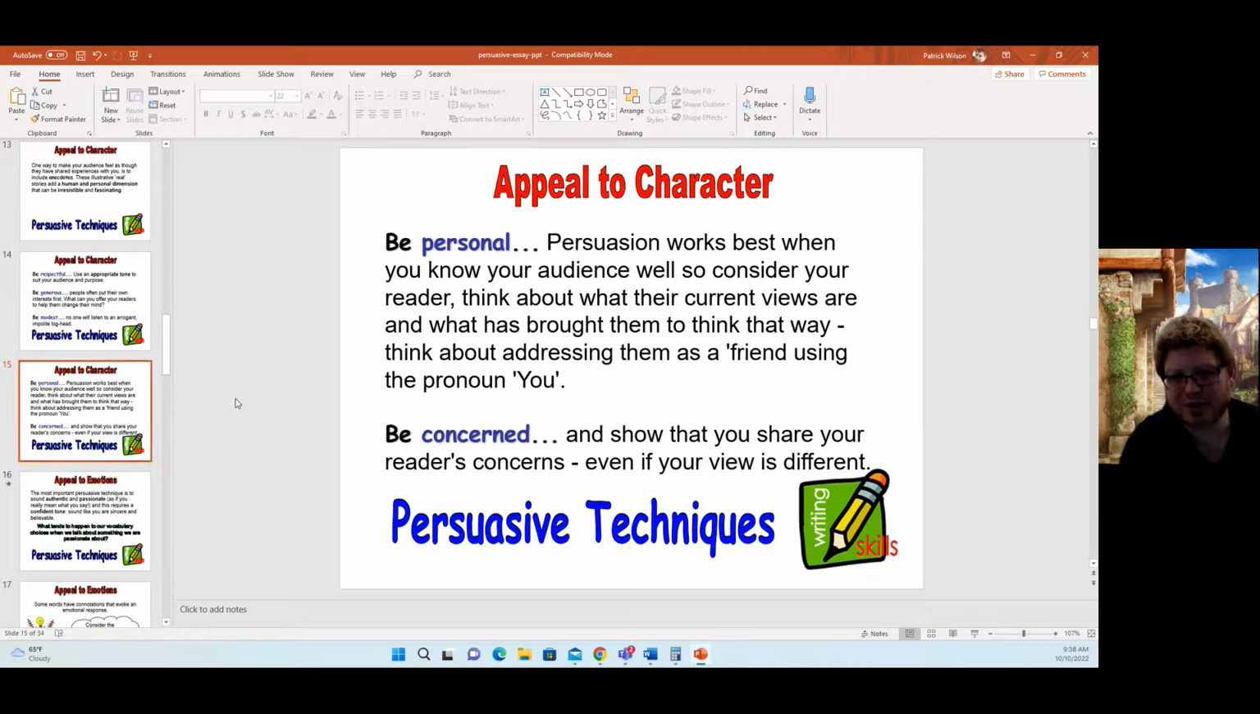Another thing is you want to be personal. Persuasion works best when you know your audience well. So consider your reader. Think about what their current views are and what has brought them to think that way. Think about addressing them as a friend, using the pronoun you. You want to be careful about you because I've talked about this in the last several essays that you have written. Generally, you is AKA second person. You want to try to avoid using second person pronouns, you, your, yourself, in academic, formal, professional writing.